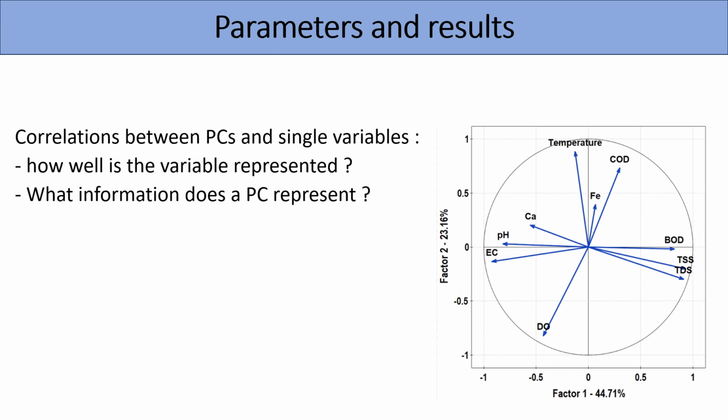Variables with long vectors, so close to the circumference of the circle, are well represented in this space, while variables close to the center, like Fe, are not. In this example, we can see that the variable BOD is strongly positively correlated with principal component 1, while the variable temperature is correlated with principal component 2.